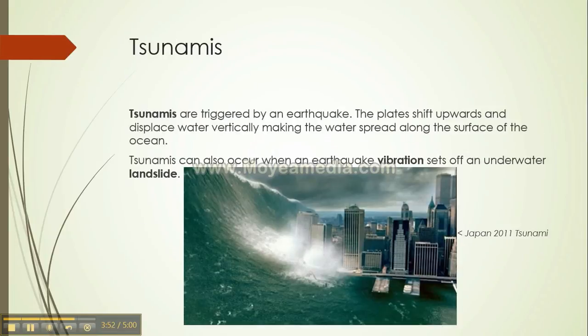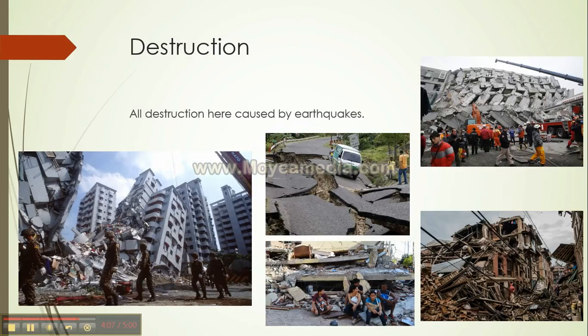Tsunamis. Tsunamis are triggered by an earthquake. The plates shift upwards and displace water vertically, making the water spread along the surface of the ocean, causing a massive tidal wave. Tsunamis can also occur where an earthquake vibration sets off an underwater landslide. This is general destruction of an earthquake.